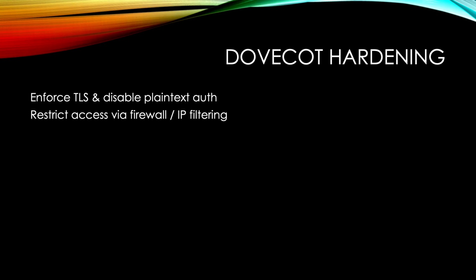So hardening Dovecot will improve the confidentiality, the integrity, and the availability of the mail service. Some hardening tips that I would recommend would first be to enforce TLS and disable plaintext authentication. And this will ensure that the login credentials cannot be transmitted without encryption. The second would be to restrict the network access, and this will only allow trusted IP addresses or networks to connect, typically managed through the firewall rules.